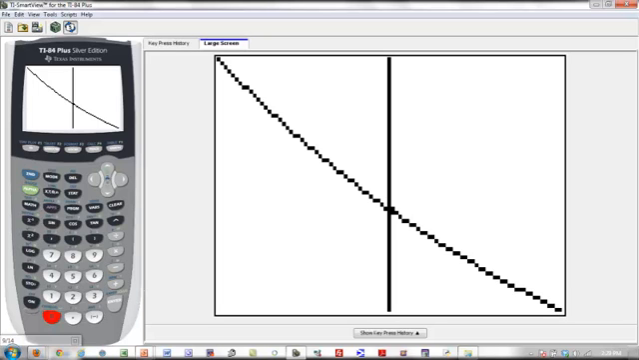So what do you think? For what value of x do you think that third derivative reaches a maximum value?